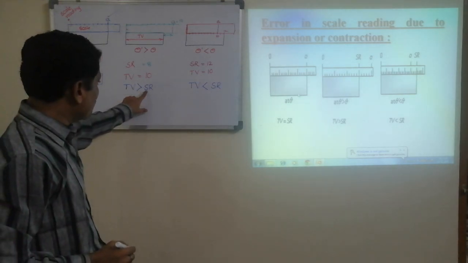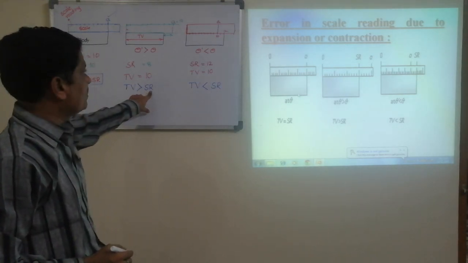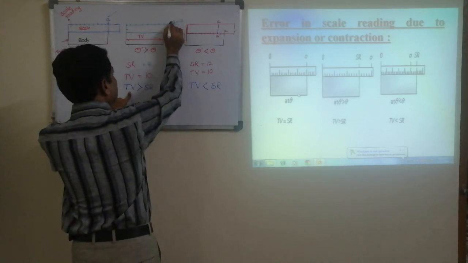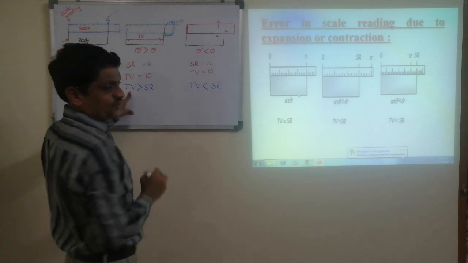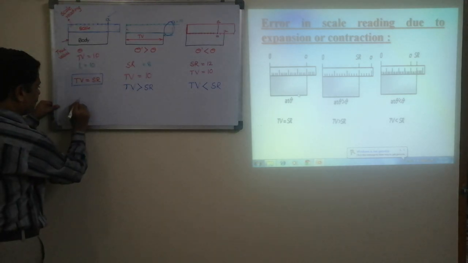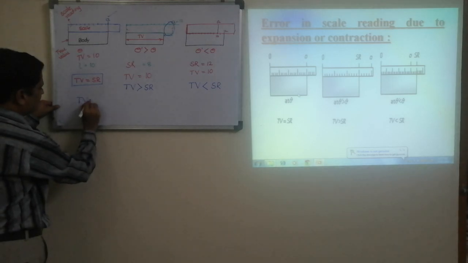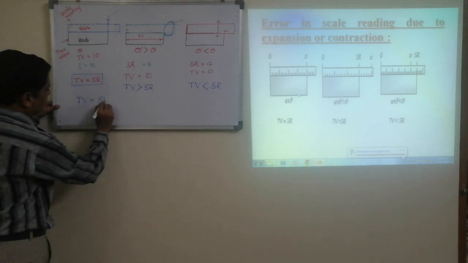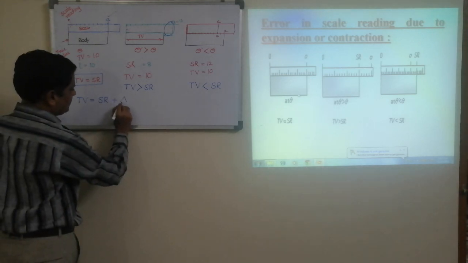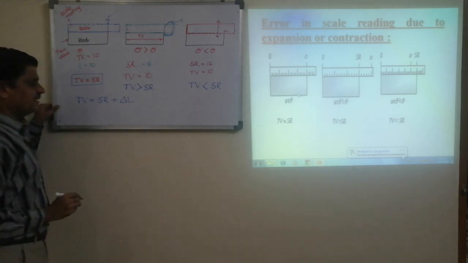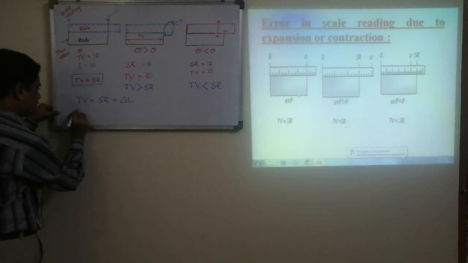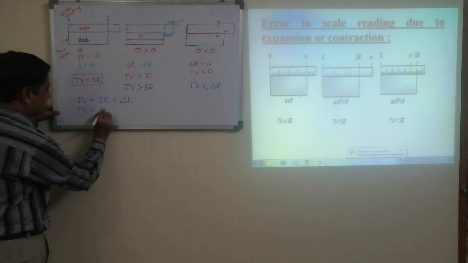Now question: how much is the scale reading different from the true value? This difference is because of expansion. Hence I can say true value is equal to scale reading plus increase in the length. So true value is equal to scale reading plus increase in the length.